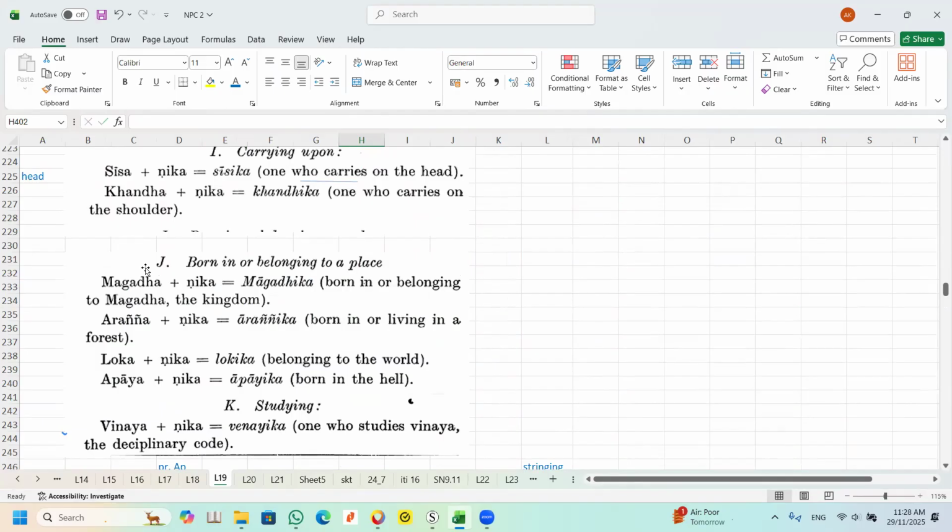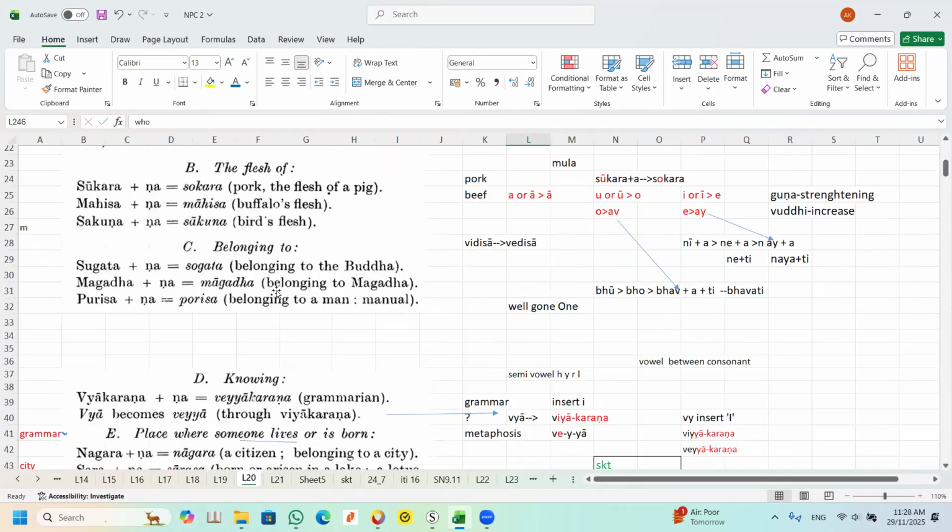Yeah, this is J. So you have to flick back to your book. Born in a place or belonging to a place. So the Ika is added. This Ika means born in a place, so you have two translations: born in or belongs to that place. Okay, understand? So in this case, that is it.